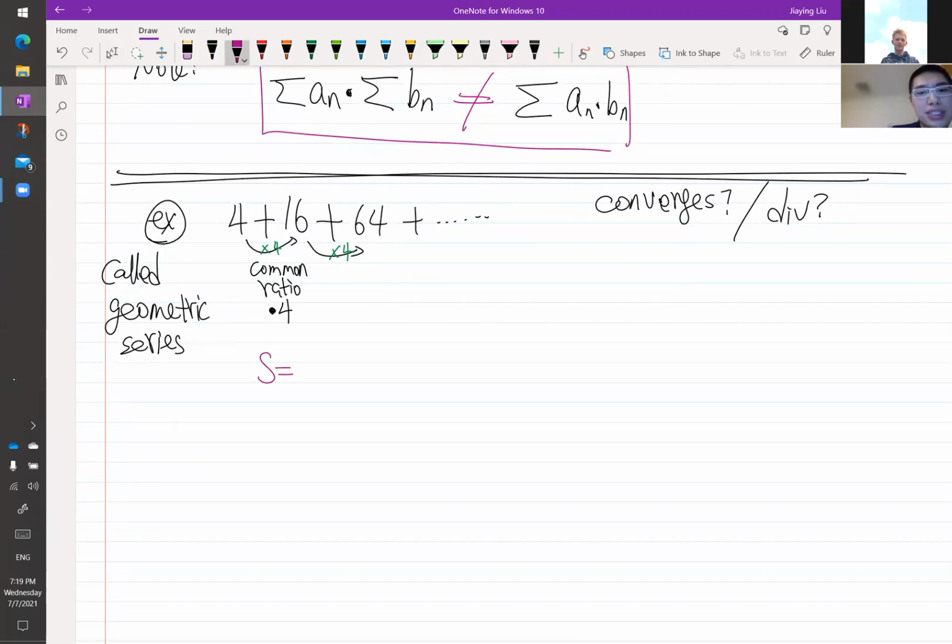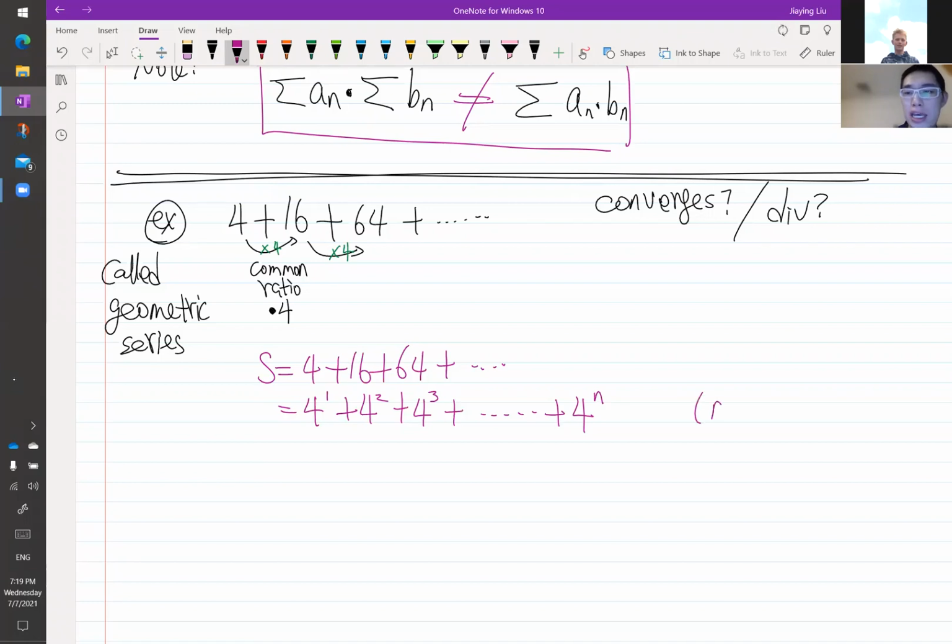So suppose the sum is S equals 4 plus 16 plus 64, and then the last element, I don't know what it is, so I'm just going to use the variable n. This is 4 to the first power, this is 4 squared, this is 4 cubed. So the last one I'm just going to call 4 to the n, but keep in mind that n goes to infinity, right? We're talking about infinite series here. And this is the S that I'm looking for.